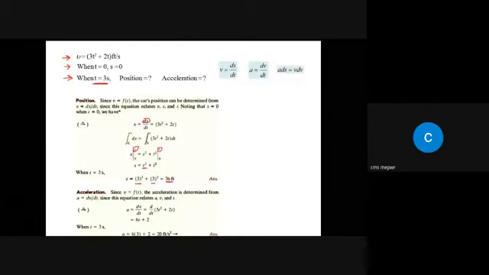Okay, so acceleration, from this equation we can find out. This is our required acceleration. Okay, and this one is dv.